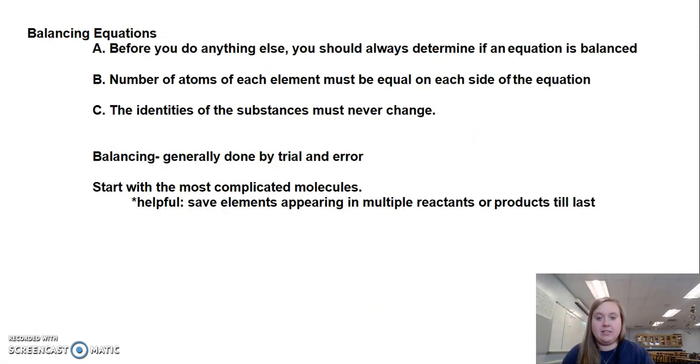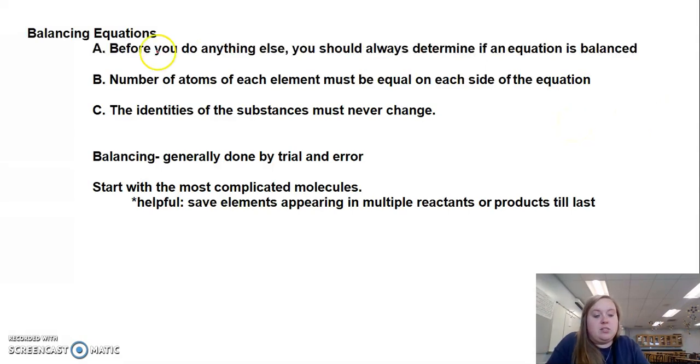Just a couple things about balancing. Hopefully you guys know how to balance equations by now. If not, you've got some trouble. So when you are looking at any problem, the first thing that you always need to do is make sure the equation is balanced. If it's not, do that first. And so when you are looking at an equation, in order to see if it's balanced, the number of atoms on each side should be equal. So if you have 6 carbons on one side, you should have 6 carbons on the other side.